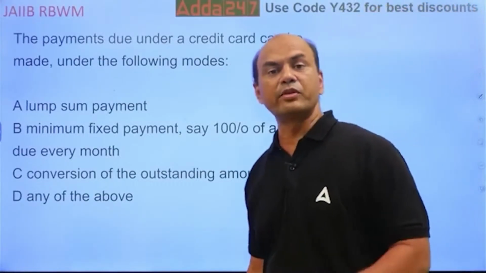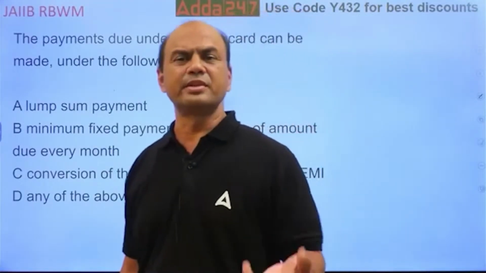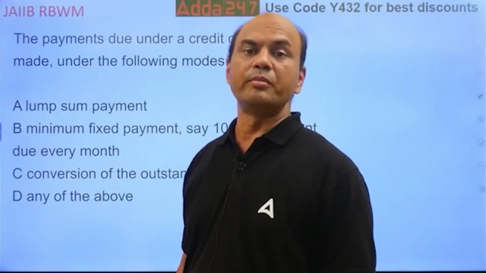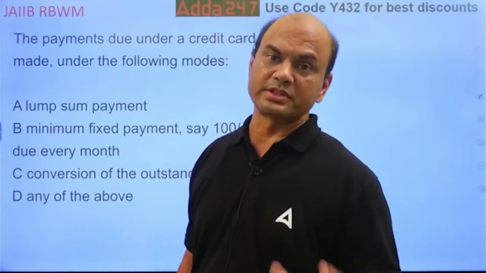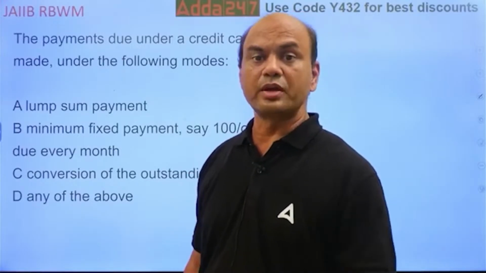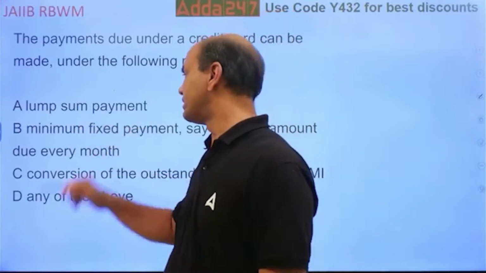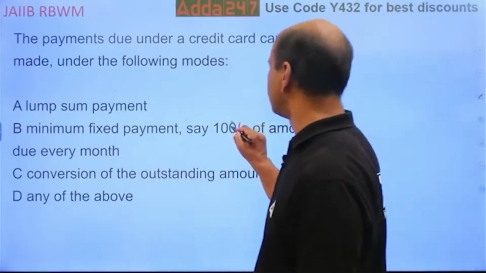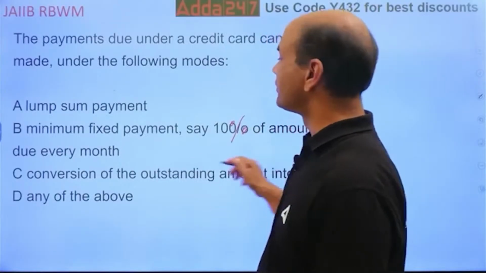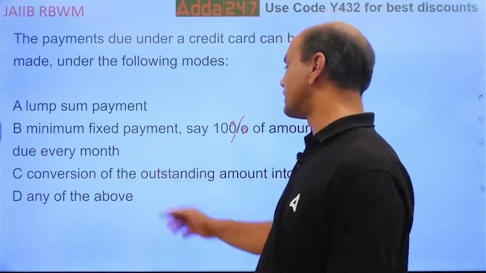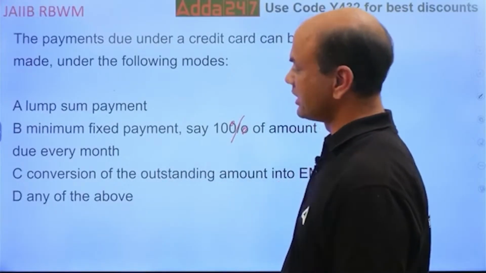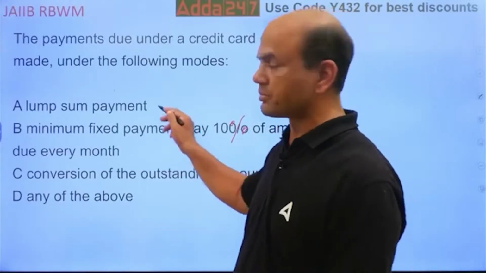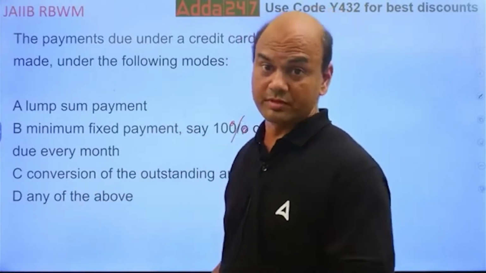Means if I have to pay for the card, I have purchased something. Now it's a due date. I have to make the payment on the due date. For making the payment on the due date, what is the process which I should follow? How should I pay? Lump sum payment, minimum fixed payment, say 100% or 10% of the amount due every month, conversion of outstanding amount into EMI, and any of the above. Means how much can I pay? Can I make the lump sum payment, complete payment? I can.